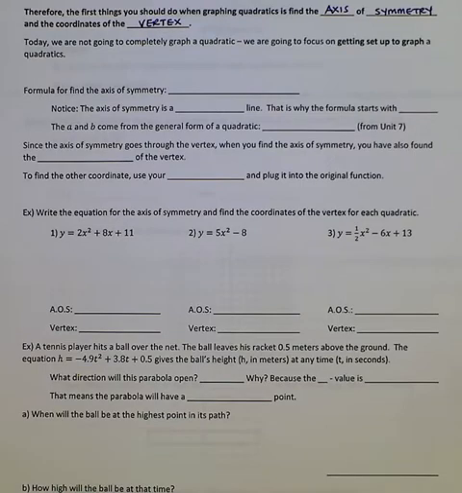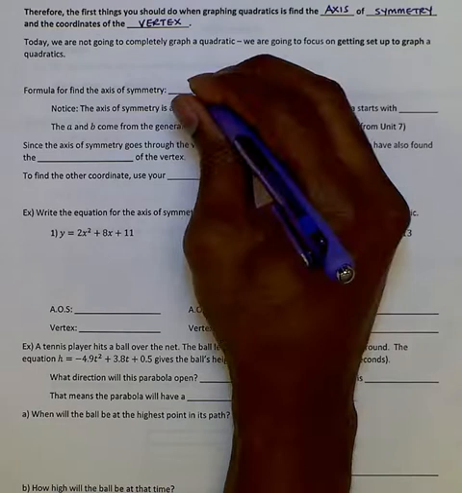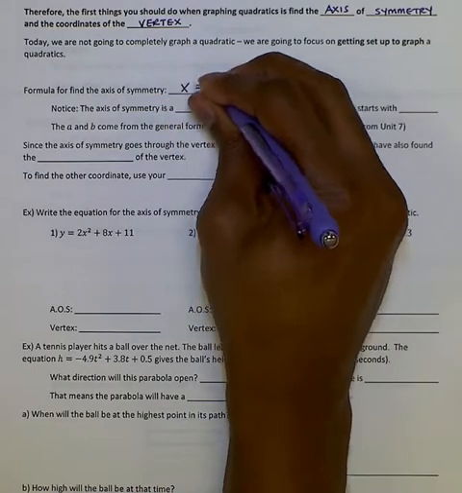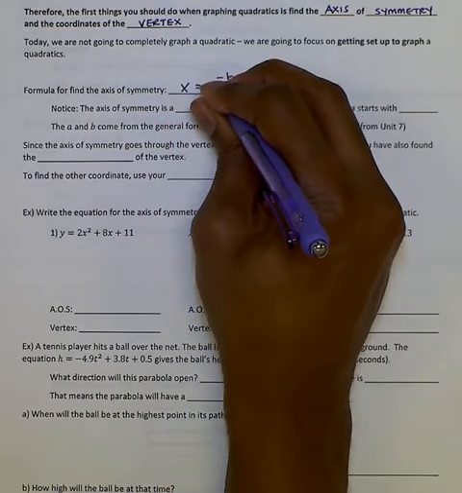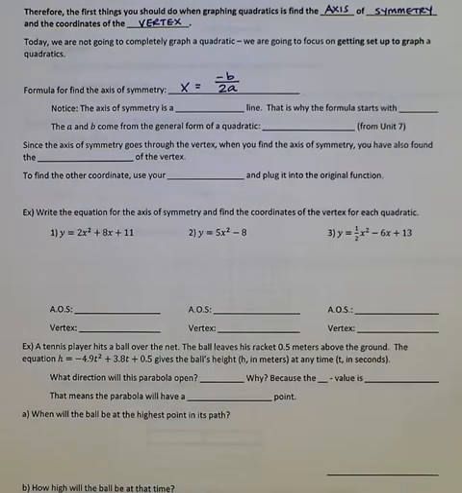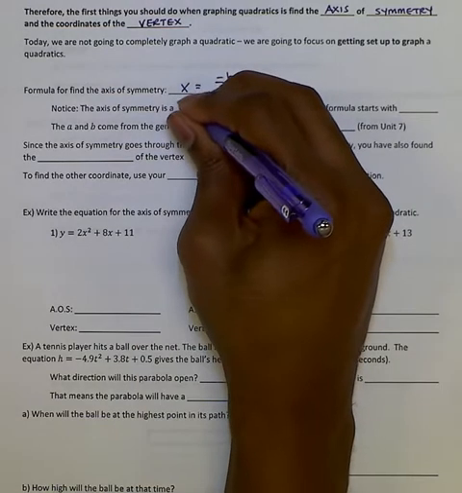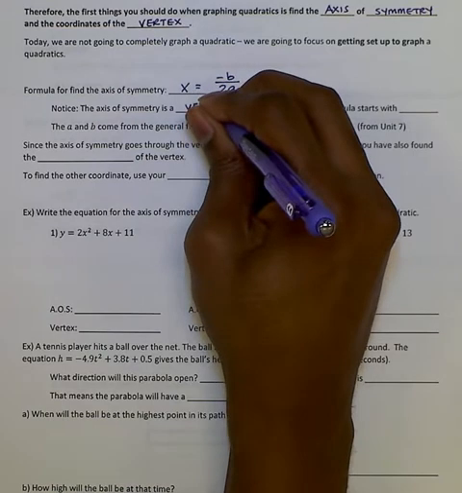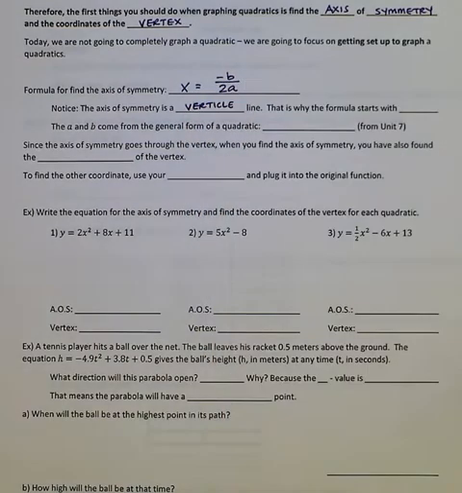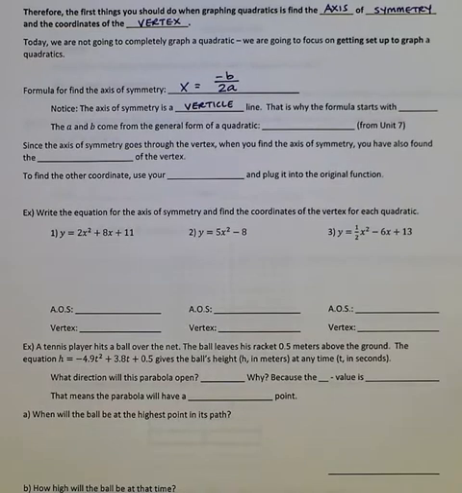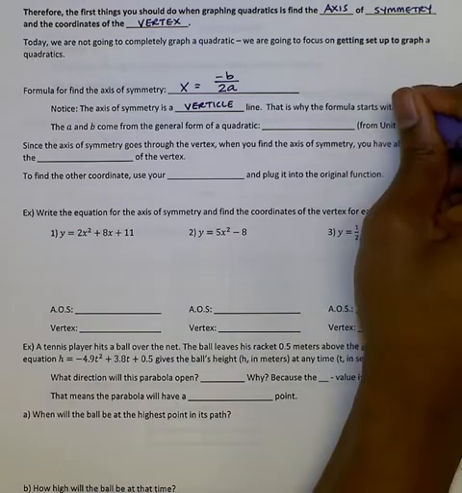Okay, the formula for finding the axis of symmetry: x equals opposite b over 2a. You'll see this pop up a couple times through this chapter, but we'll use that here for graphing. The axis of symmetry is a vertical line. Remember we said that the axis of symmetry is the line that will cut the parabola in half. The parabola will always look like a U or a hill, even if it has a negative a, but the axis of symmetry will always be vertical. That's why the formula starts with x equals.